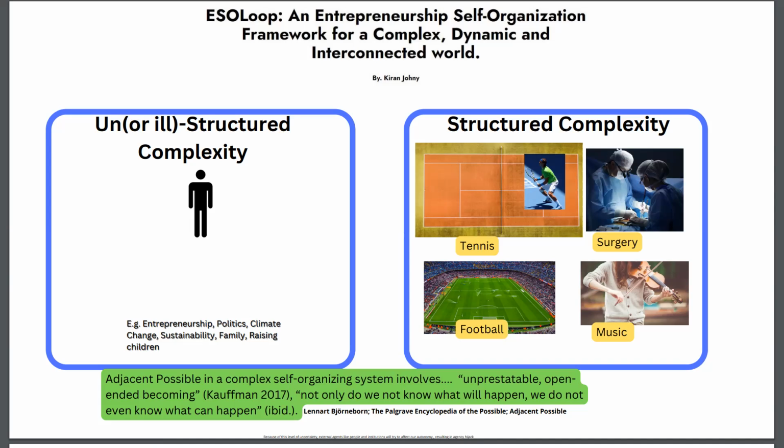Even if it is a case of a structured complexity domain like a game situation, we cannot predict what is going to happen next. Even in that case, not only do we not know what will happen, we do not even know what can happen in the case of an ill-structured complexity domain like entrepreneurship. Because of this level of uncertainty, external agents like people and institutions will try to affect our autonomy, resulting in a kind of agency hijack. So this is a serious issue.